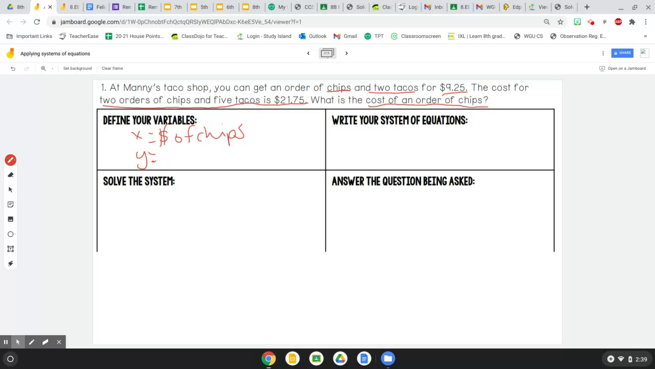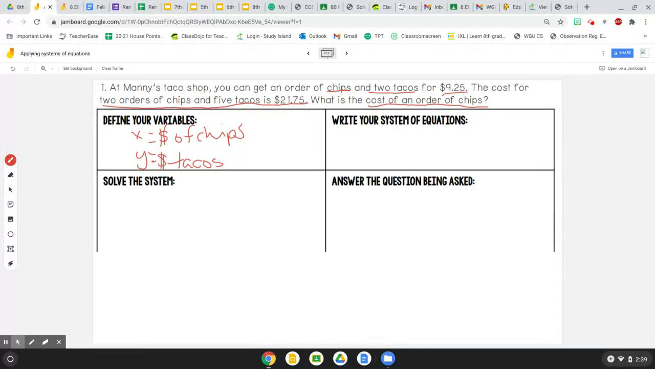So with a system of equations, I have 2 variables, so 2 unknowns. So cost of chips is one of them. What do you think the other one is? If you said tacos, you'd be right. Okay, so the cost of tacos. Okay, do you see how they're kind of related? Because it's talking about orders of tacos, orders of chips, but we don't know how much just one order of tacos is. So that's also one of our unknowns. So now that we have our 2 unknowns, we defined our variables. Step 1 is done. 2, it says write your system of equations.